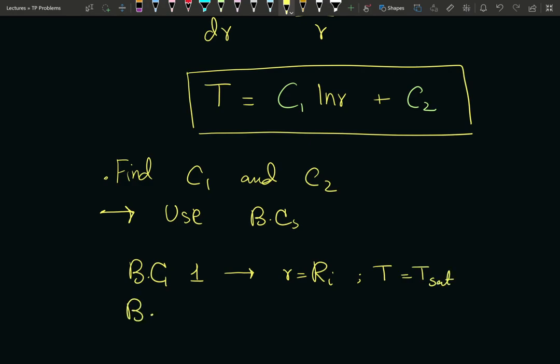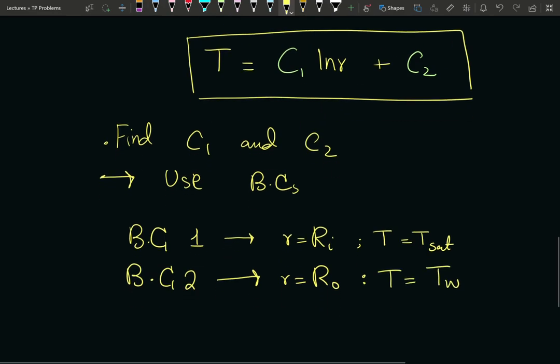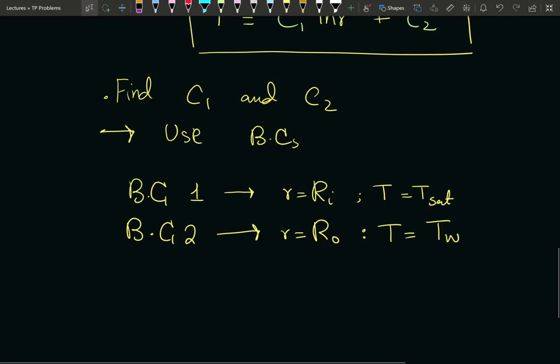Boundary condition 2 states that at r equals the outer radius, T equals T sub W. So when you use each of these boundary conditions, you're going to get two algebraic equations. Let's write that down.